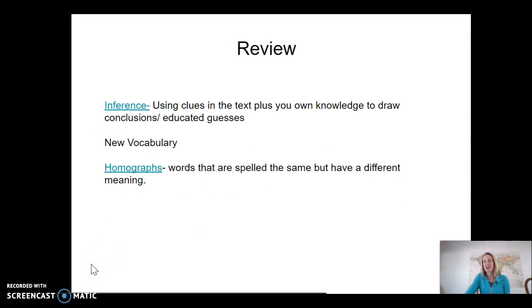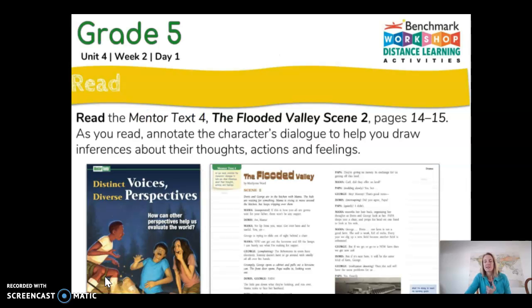Yesterday we had a quick video that we looked at to remind us that inferences are about gathering clues to make an educated guess, to help us better understand the story and the characters. So today we're going to finish the story we started yesterday called The Flooded Valley. We're going to read the story, and while we're reading, we're going to underline. That's what that annotate means.